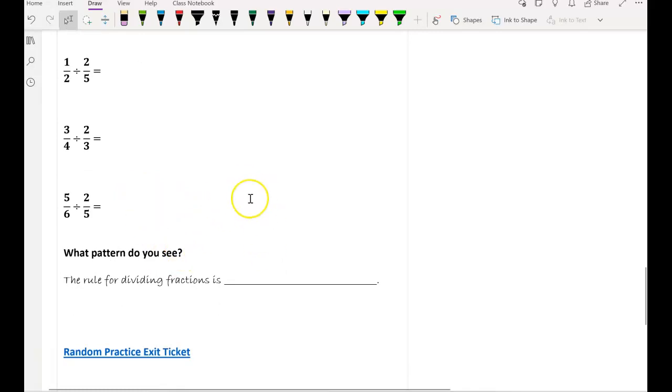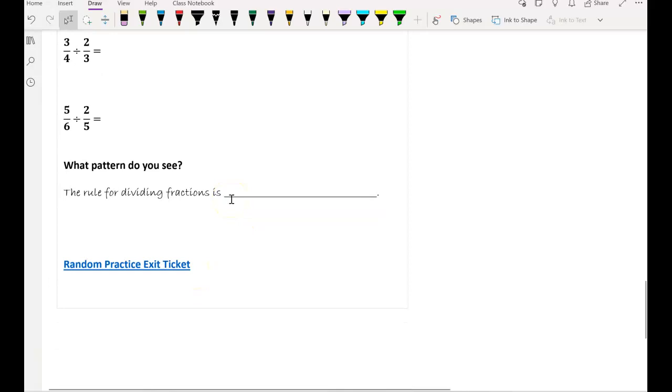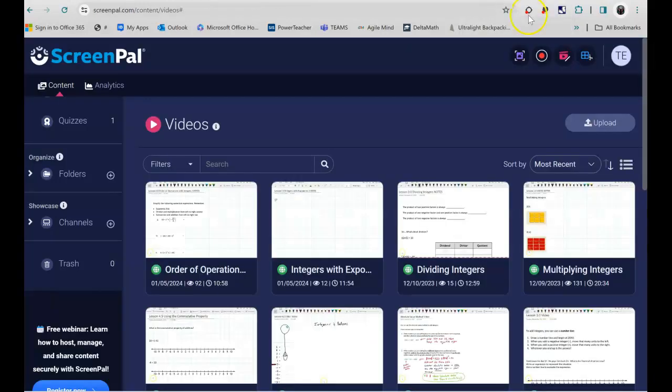Okay? So after you've done that for the 4 problems I've given you, do you see a pattern? What do you see when you divide the fractions? What is the pattern that you see? Can you come up with a rule for dividing fractions? I bet you can. Okay?